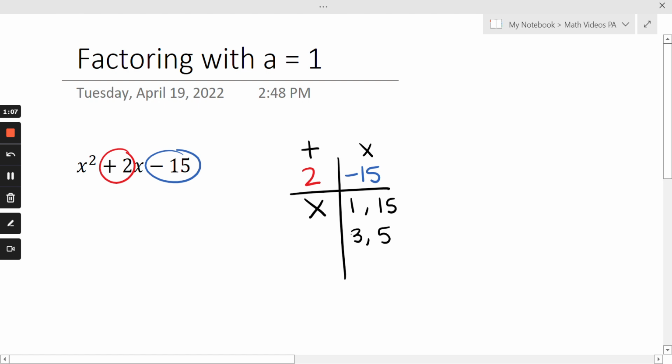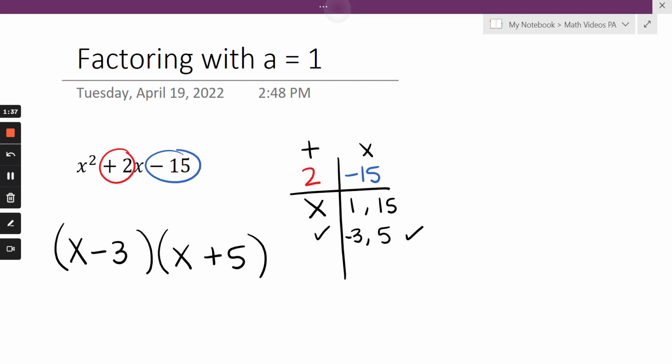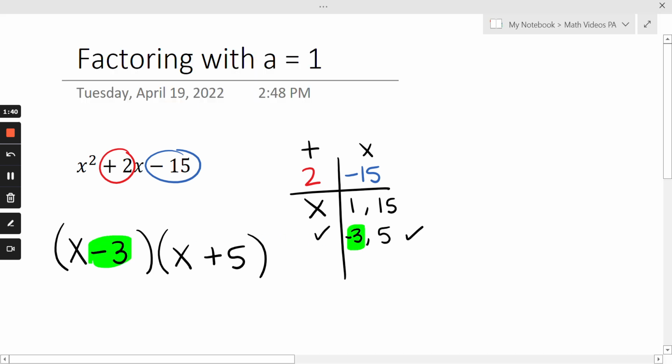So then I ask myself, is it going to be negative 3 and 5, or is it going to be 3 and negative 5? The only way to get a positive 2 is if I have a negative 3 here. 5 and negative 3, or 5 minus 3, is 2. And I can double check and say, is negative 3 times 5 negative 15? And it is. So now my answer can be represented as x minus 3 and x plus 5. And again, these numbers here are coming straight from my work over on the side in the t-chart, and that will be your final answer.